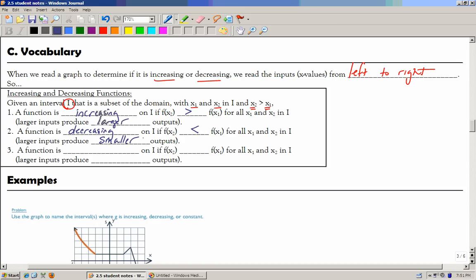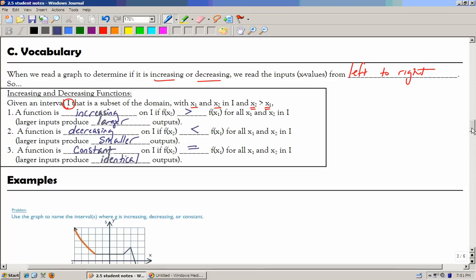And lastly, the function is constant on that same interval if the value of the function at x sub 2 is equal to the value of the function at x sub 1. The larger inputs produce identical outputs. So it does not change over that interval.